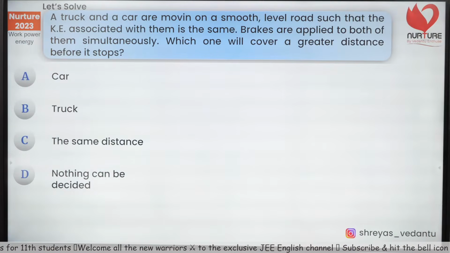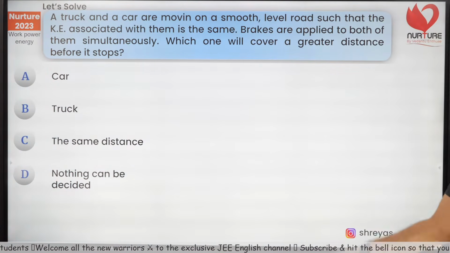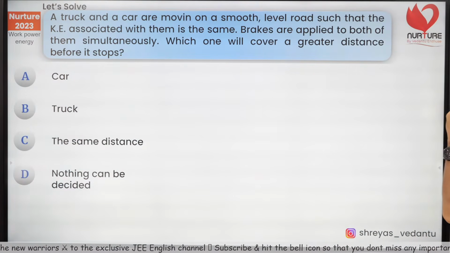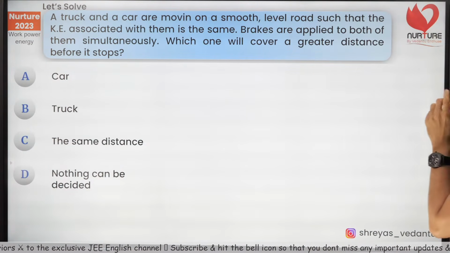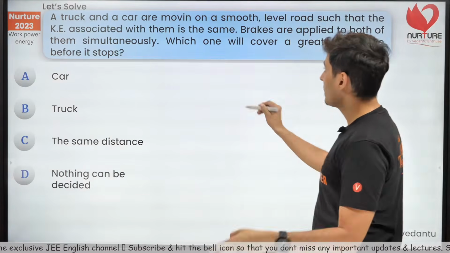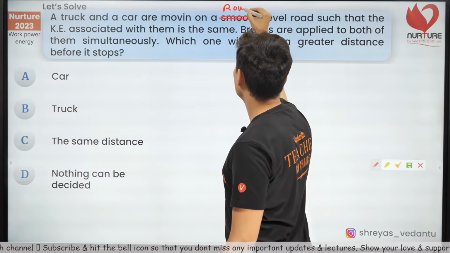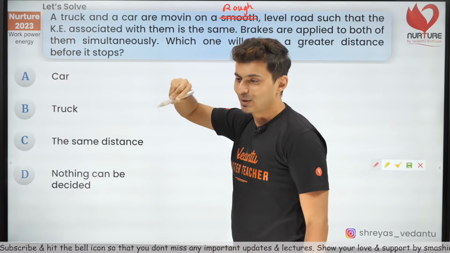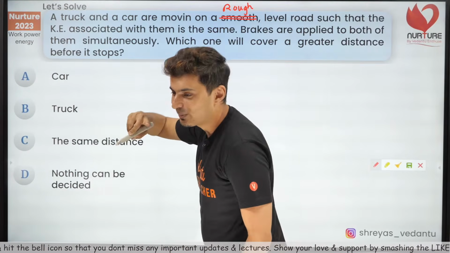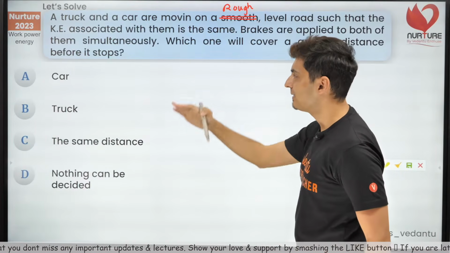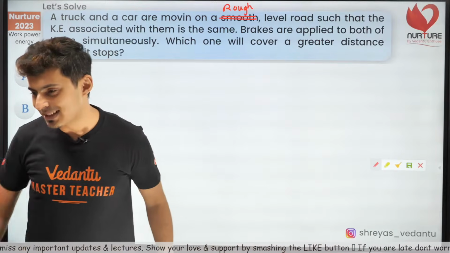Alright, so a truck and a car are moving on a smooth level road such that the kinetic energy is same. Brakes are applied to both of them simultaneously. Okay guys, there is a mistake over here. This should be rough. My bad. It can never stop on a smooth surface. That should have been rough. My bad.